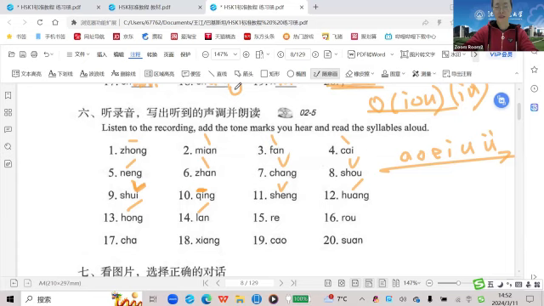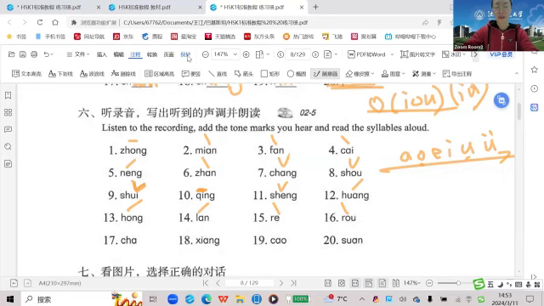热. The other students? 热, okay, 热, the fourth tone. Okay, number 16. 肉. Yes, right. The fourth tone, and we should mark the tone above the alphabet O, because O is before the alphabet U, right? Okay, number 17.